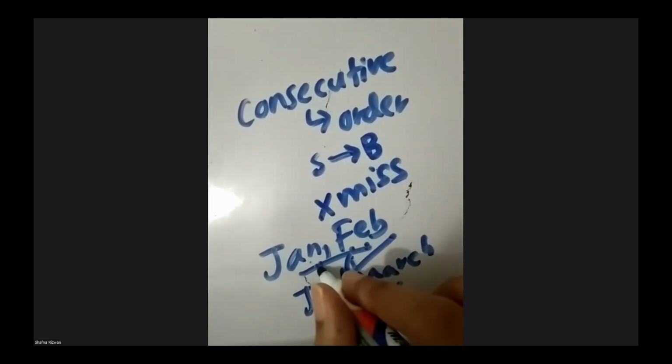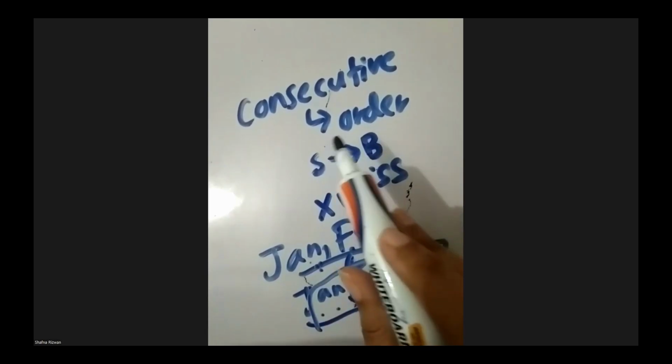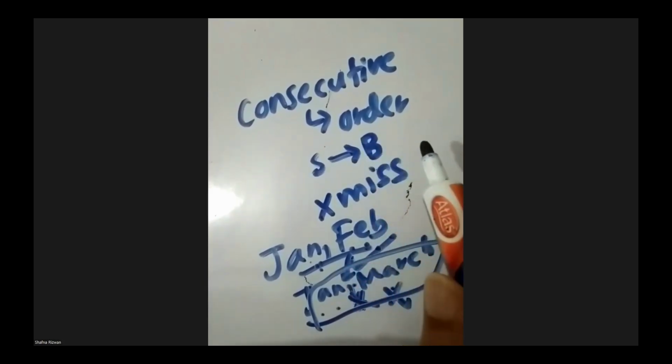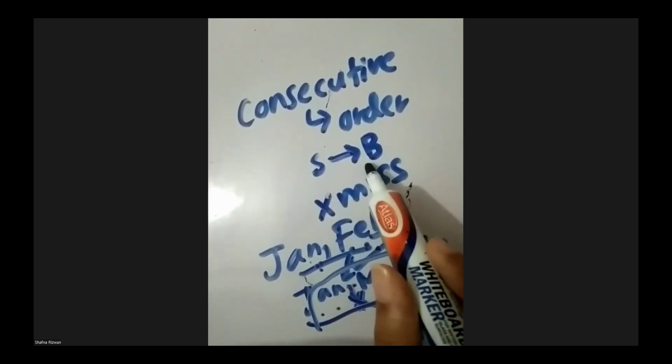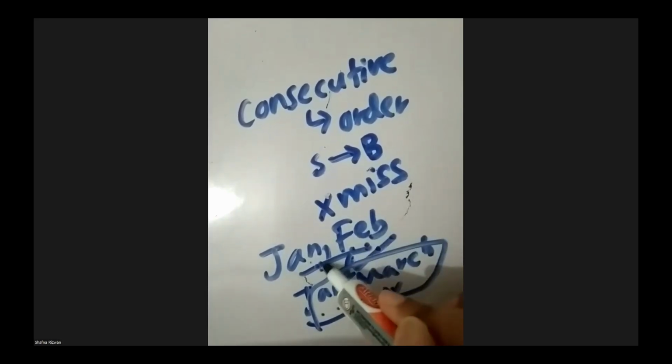If I write January, I have to write February. This is the answer. If I write March, I have to write April. I can't write January, March. Why? I am missing February. If I miss February, I can't write it here, because they are asking consecutive. That means you have to write in the order from small to big, and you can't miss anything in between. January means you have to write only February. You can't go to March.